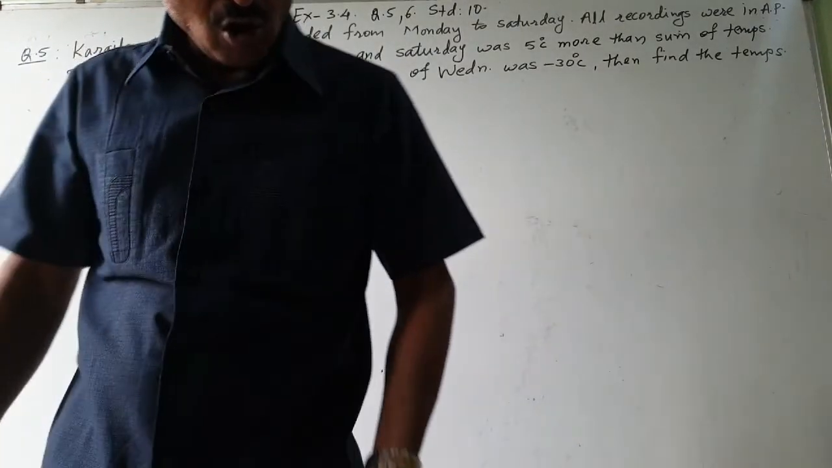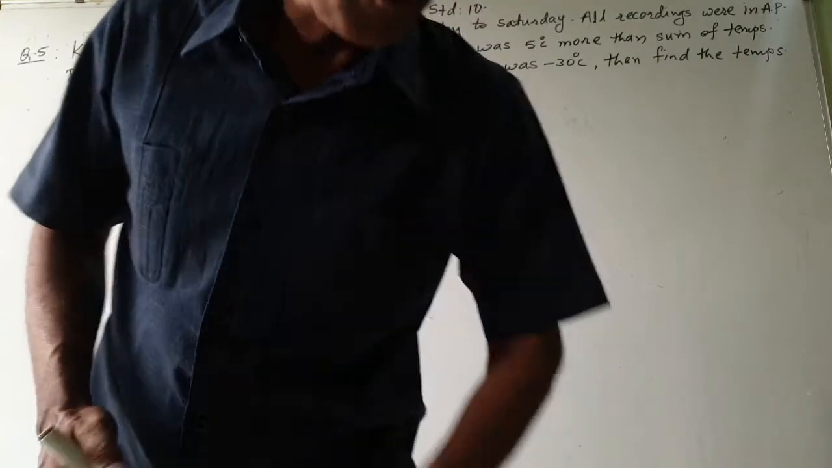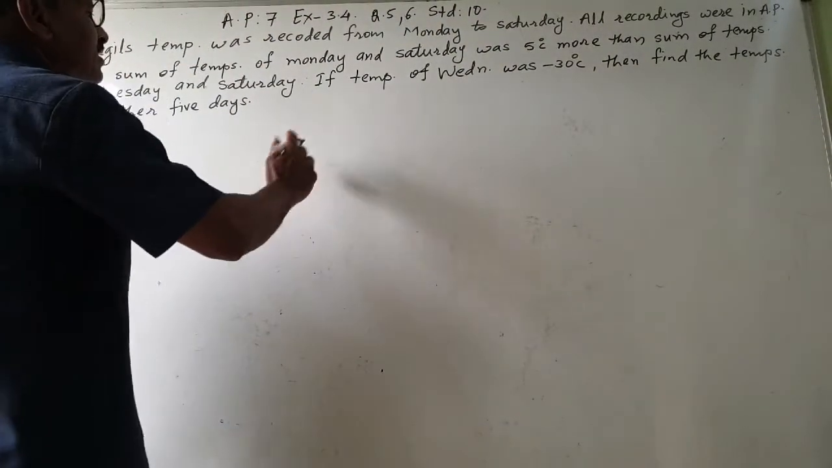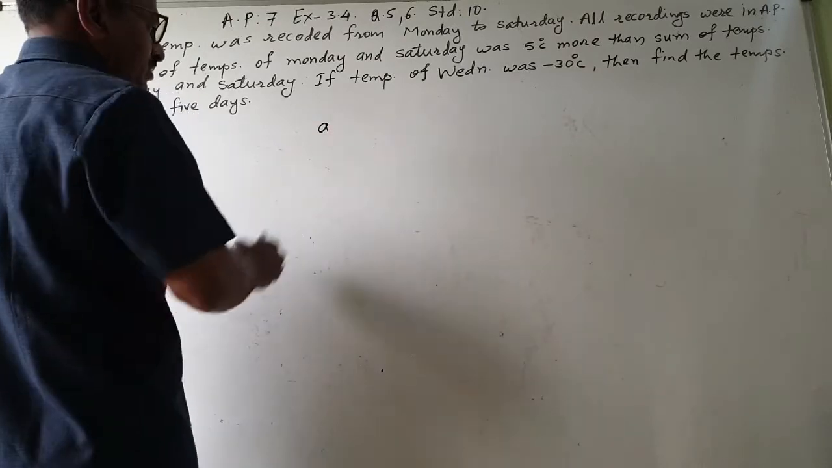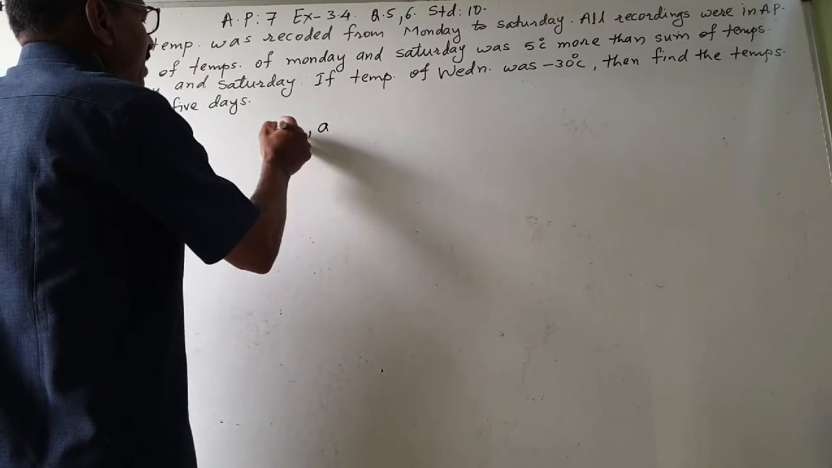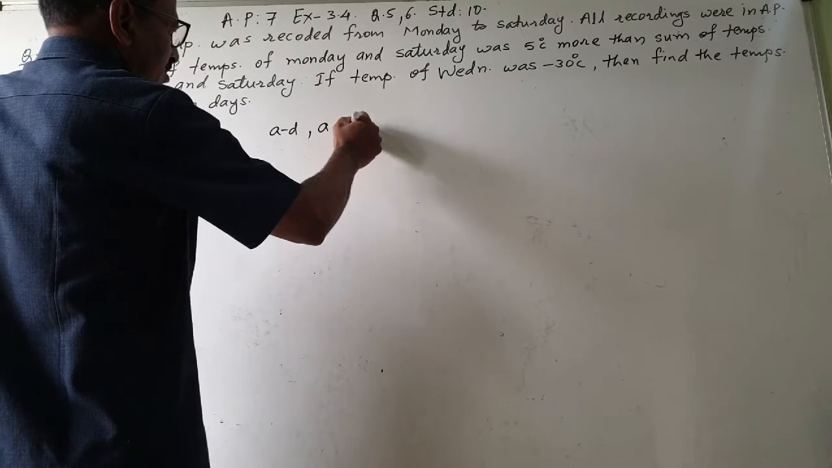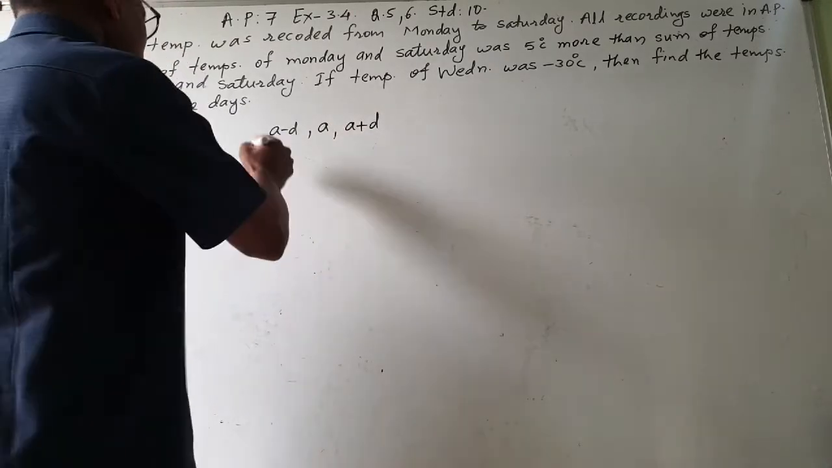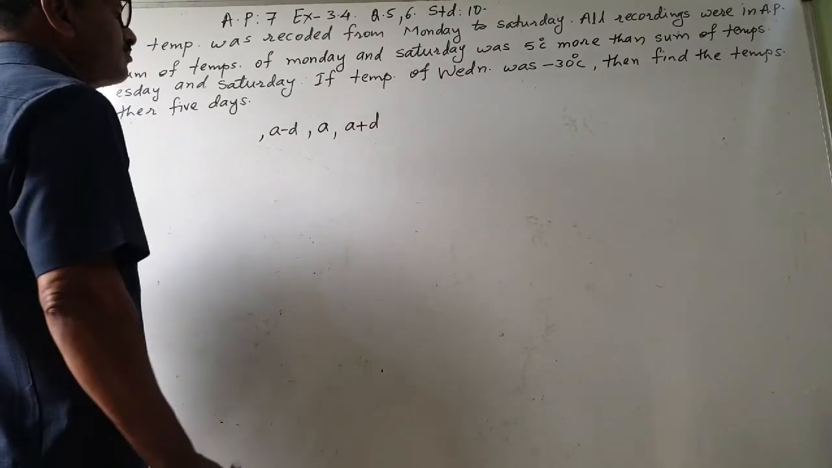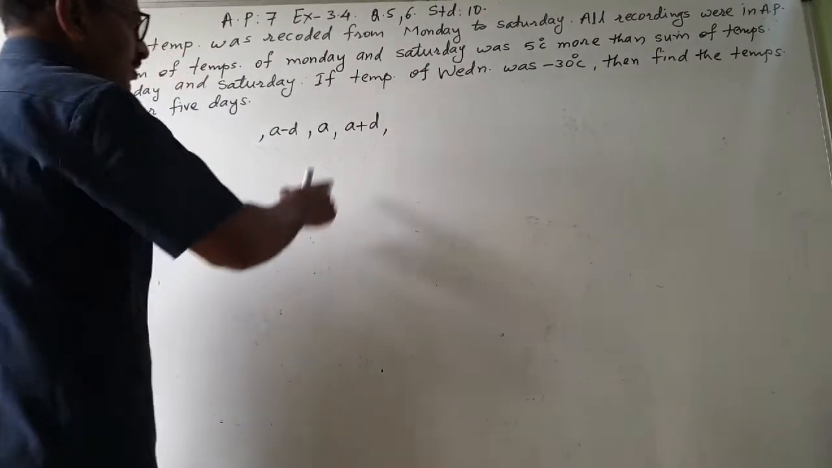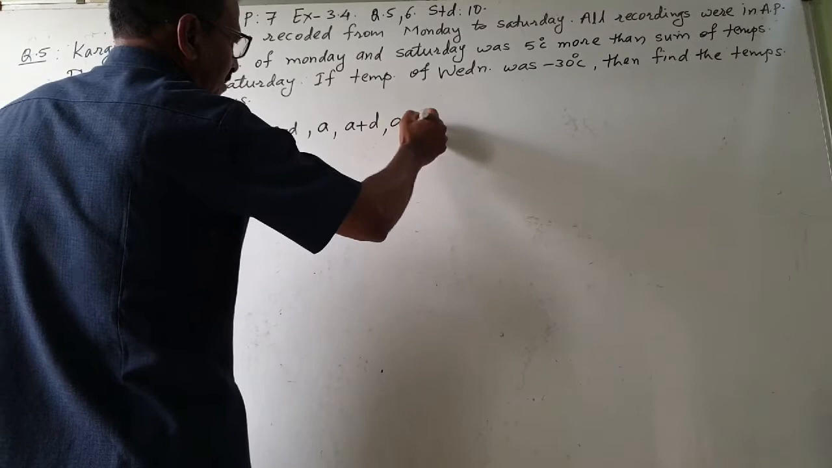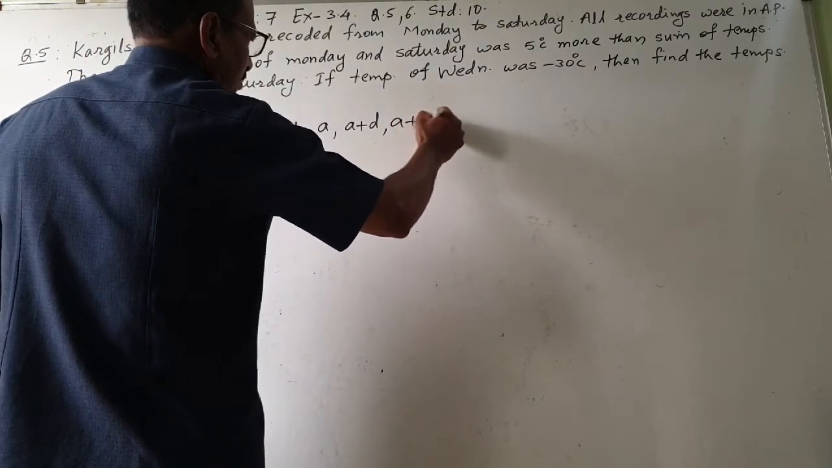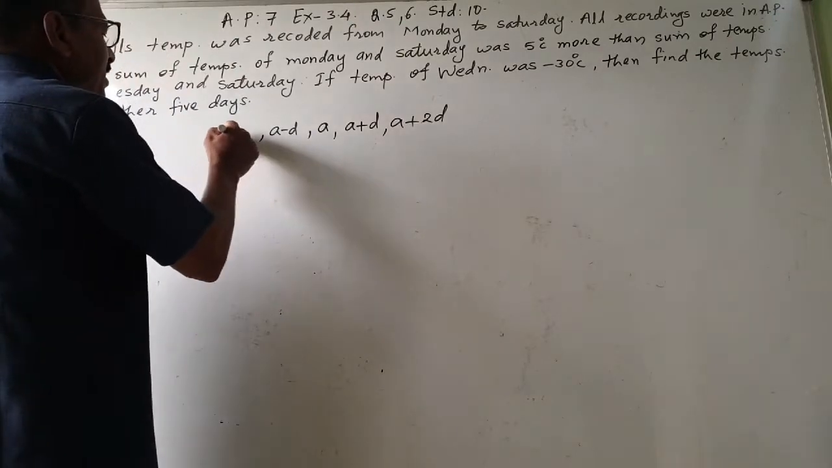So this is the odd number. For an odd number of terms, we keep the common difference as D. See this, here I put A. Here it will be A minus D. Here will be A plus D. Now here, it will be A plus 2D. Here it will be A minus 2D.